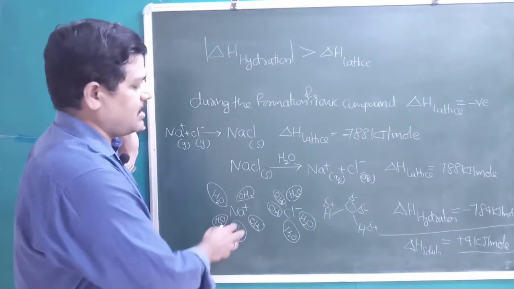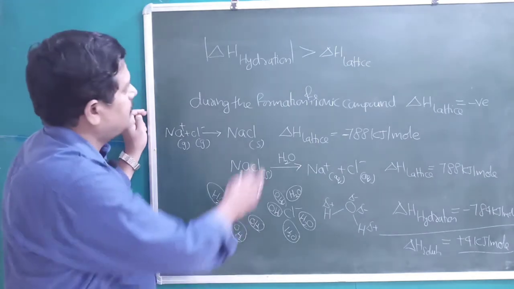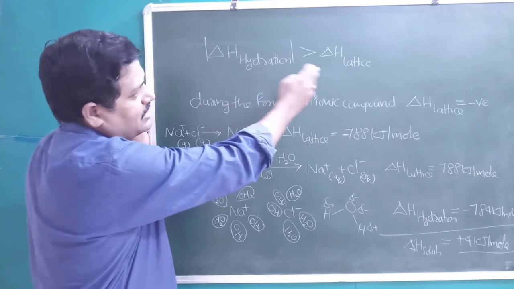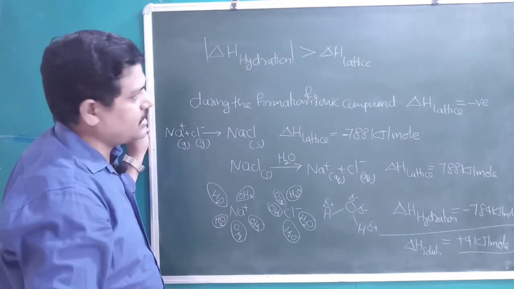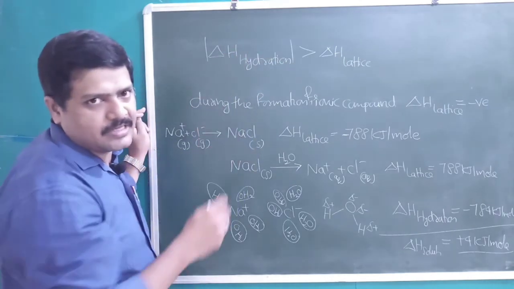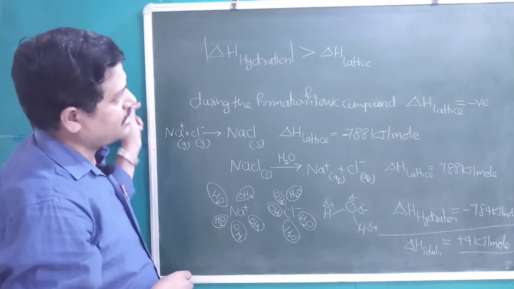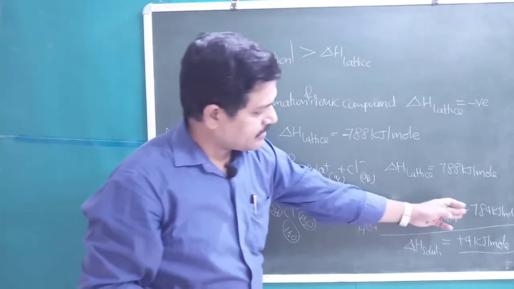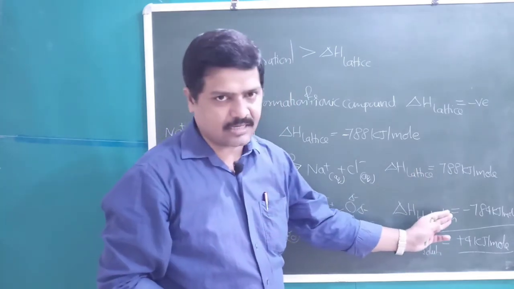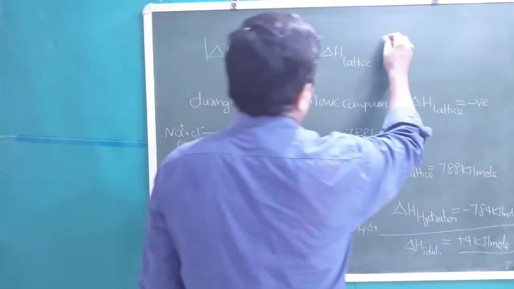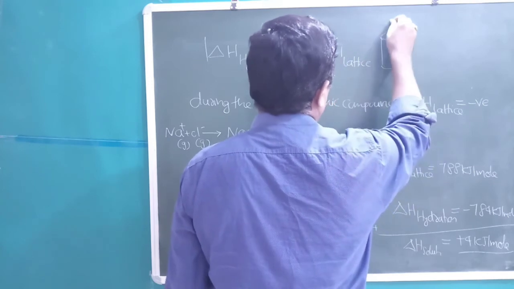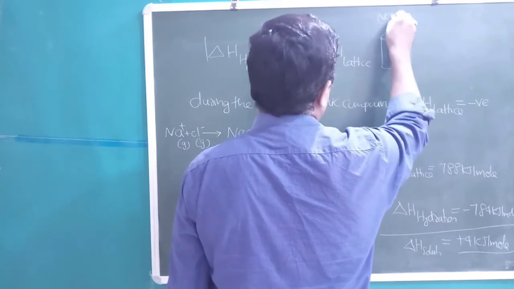Generally, a particular compound is soluble in water if the magnitude of delta H hydration is greater than the delta H lattice. Okay, so modulus I am taking, the sign is not the point. The magnitude of the delta H hydration should be greater than delta H lattice, but here there is a slight difference between the delta H lattice and delta H hydration. Even though we know when we add NaCl to the water, without stirring also it is soluble, but it is a time taking process.